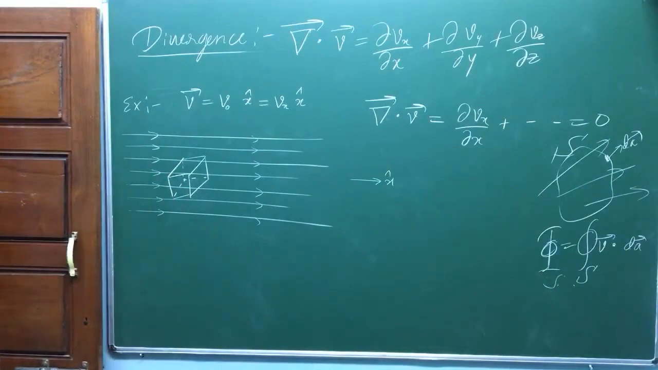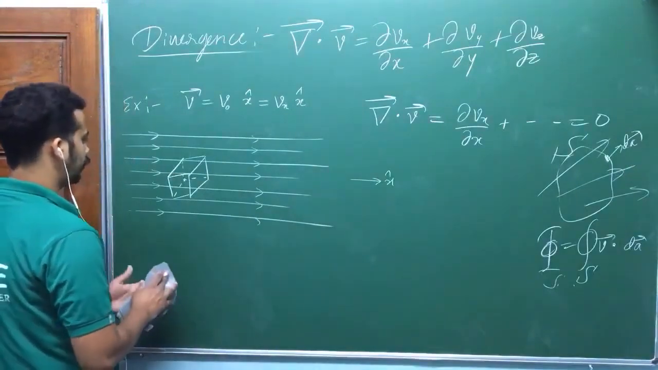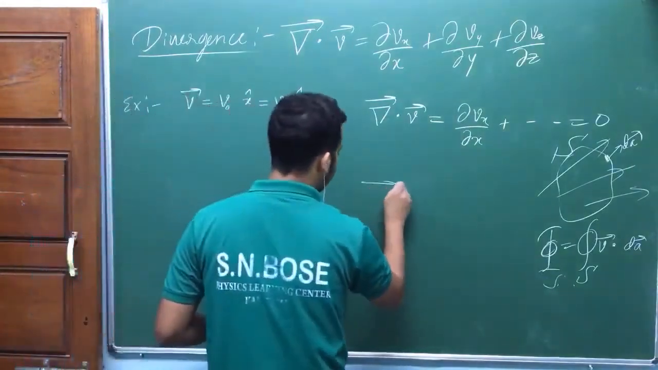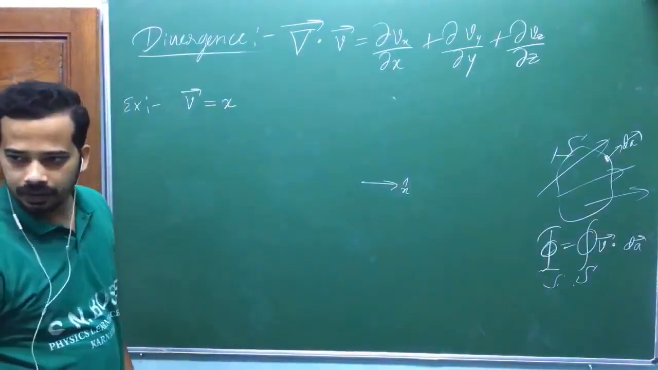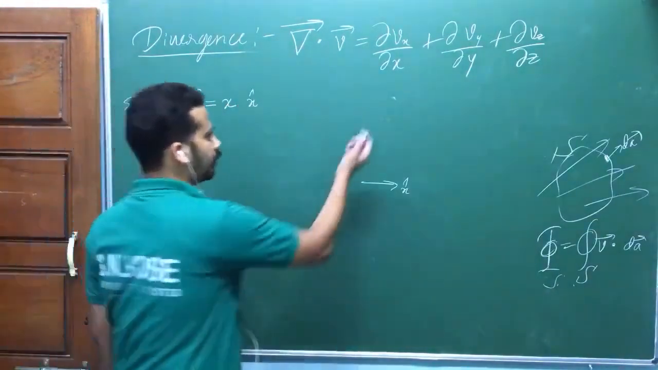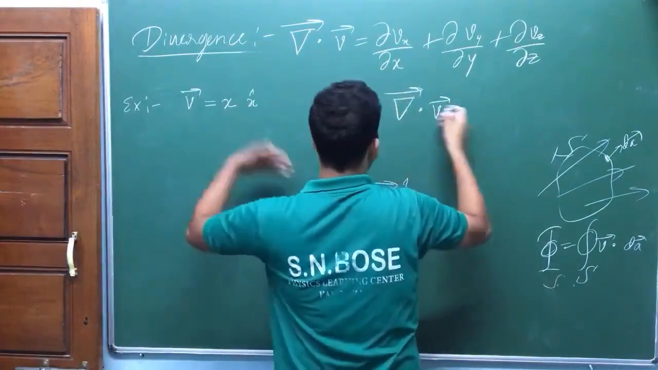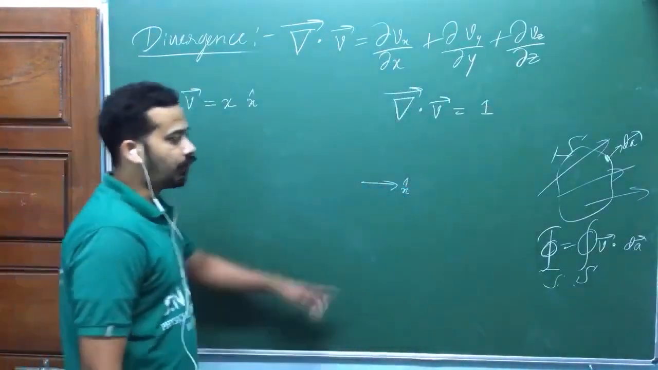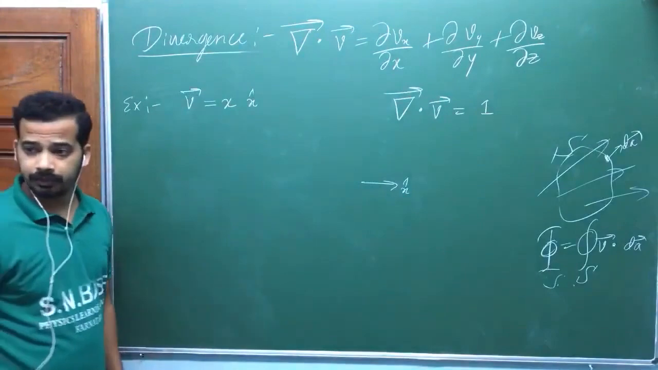Now let me take one more example. It's quite difficult to do this one actually, but still let me try. So x into x cap. Can I write like this? Now mathematically, what is divergence? Del dot v is equal to dou vx by dou x, that's equal to 1, am I right? That means the volume density of outward flux is non-zero here. Net outward flux exists if you take an infinitesimal volume element.